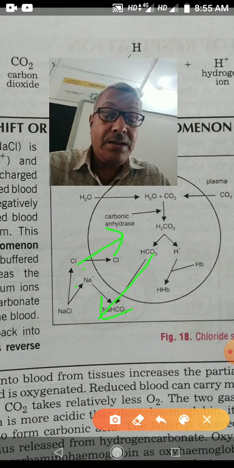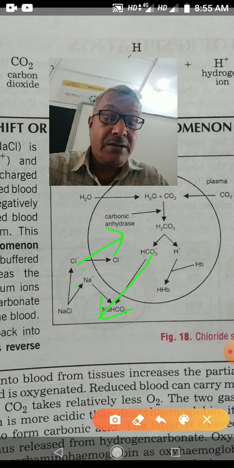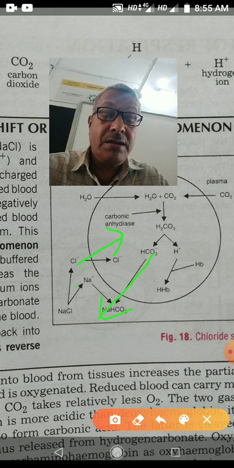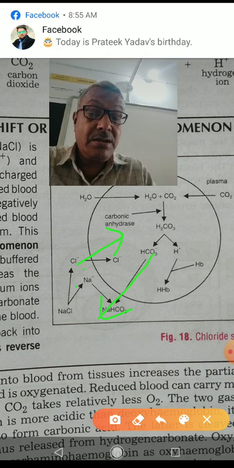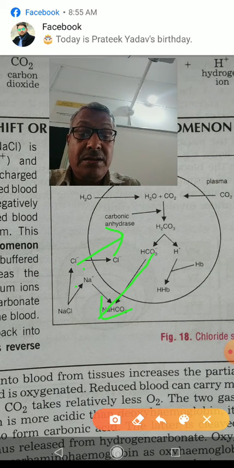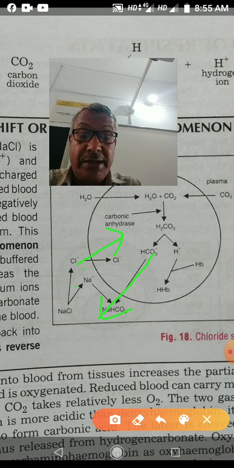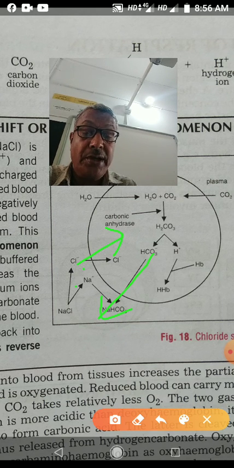Children, the hydrogen carbonate ion is converted back into carbon dioxide. The phenomenon is known as reverse chloride shift. So, in the reverse chloride shift, from the hydrogen carbonate, carbon dioxide will be released, and chloride ion from the red blood cells again moves into the plasma.